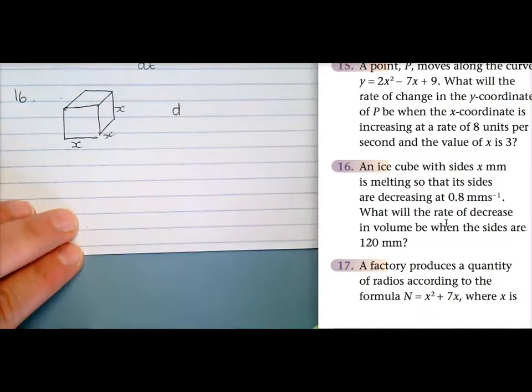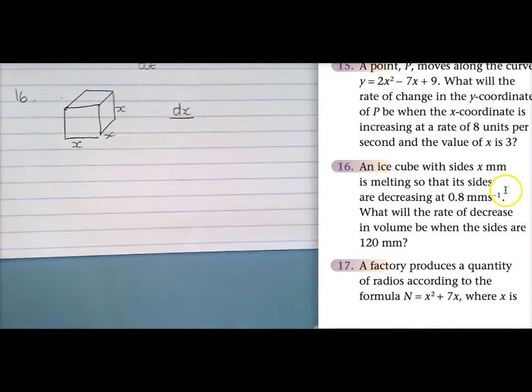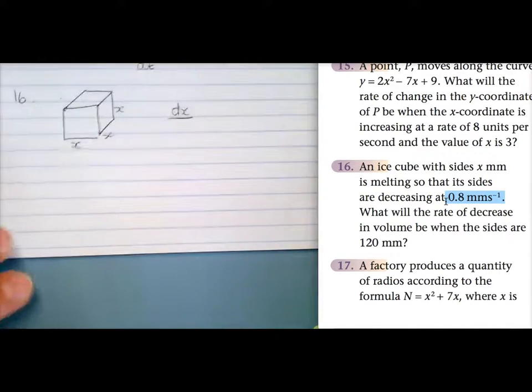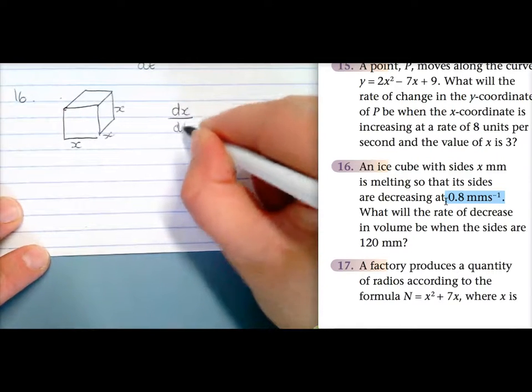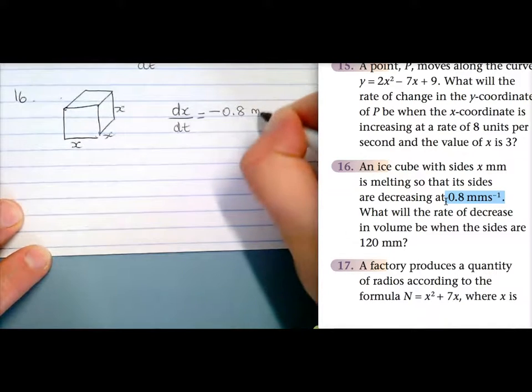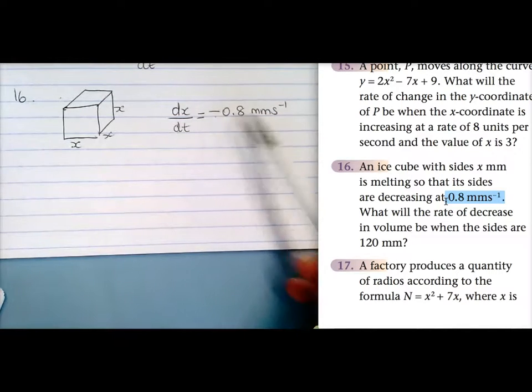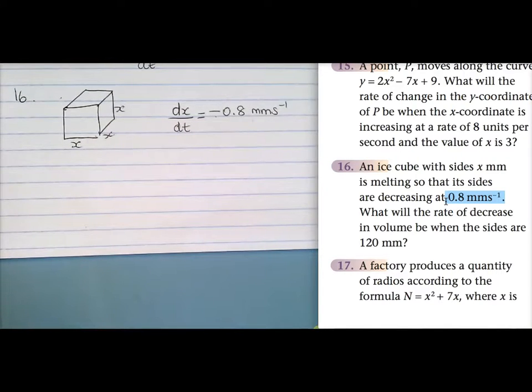dx/dt, millimeters per second. What's that? dx/dt is negative. That's what you've got to do. You don't put 0.8, it's negative 0.8 millimeters per second. Otherwise, your ice is going to get bigger, not smaller. So this is really important that you put the negative because it's decreasing at that rate. So the rate won't have the negative on it. You've got to put the negative with it.